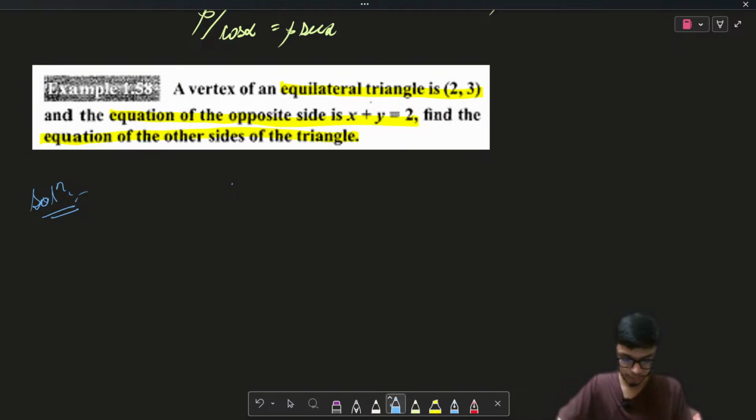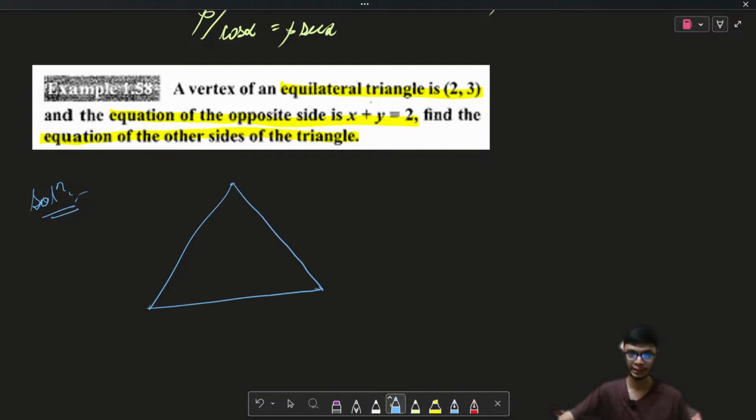So we can use the geometry over here to solve this problem. We have the equilateral triangle, and one vertex of the equilateral triangle and the opposite side are given. We know that in an equilateral triangle all the angles are going to be 60 degrees, right?